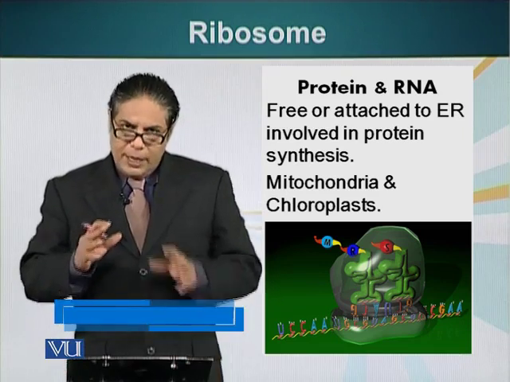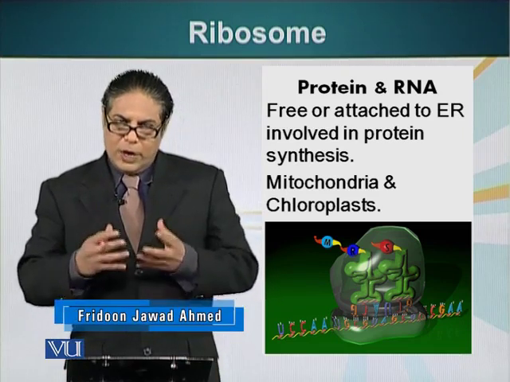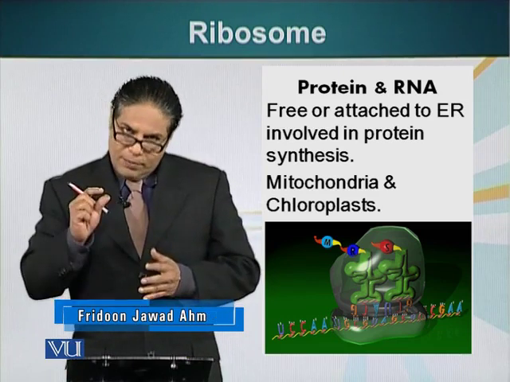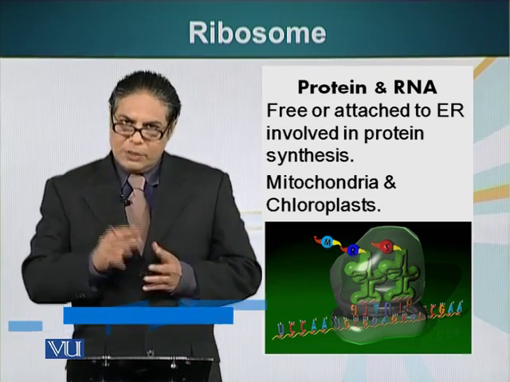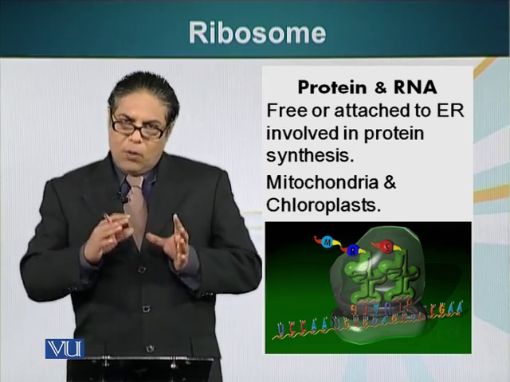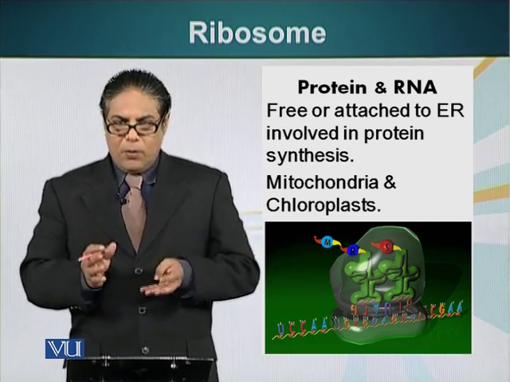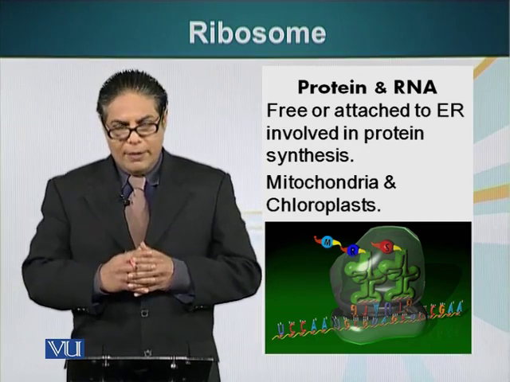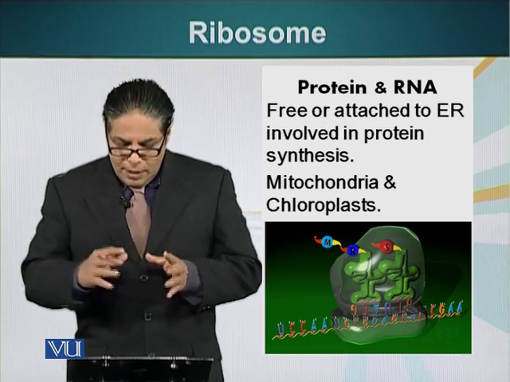Ribosomes can be free or attached to the endoplasmic reticulum. We saw that in the animation also, that there were ribosomes attaching themselves to the endoplasmic reticulum. Ribosomes are also found in the mitochondria and chloroplasts. These are another type of cell organelle which we'll talk about later.